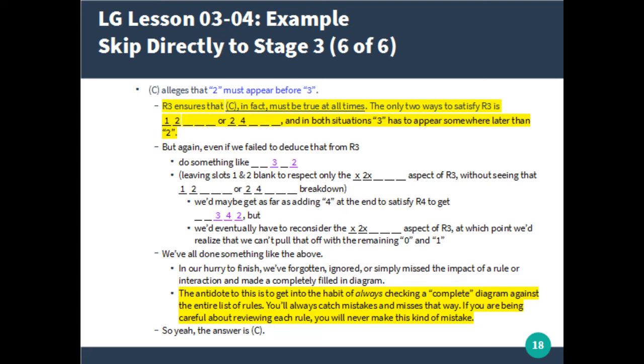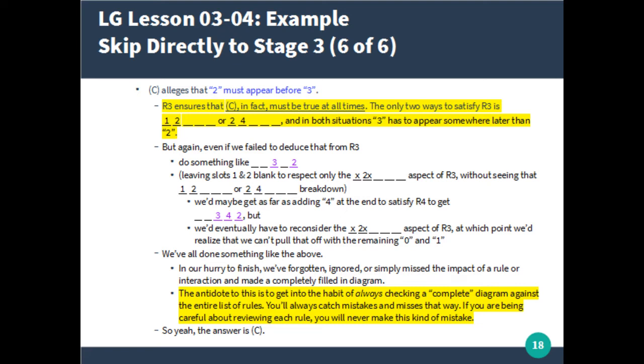C, in turn, alleges that 2 must appear before 3. In fact, this is another one that we can do without doing any work. As the first highlighted portion states right here, Rule 3 ensures that C must be true at all times, because of the only two ways to satisfy Rule 3. At this point I'm not going to pretend like we don't know this deduction. If you've been doing the eliminations, you will have run into this enough that you've got some problems if you haven't seen this yet.